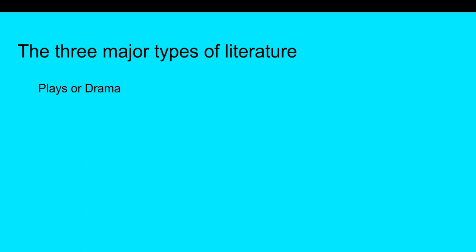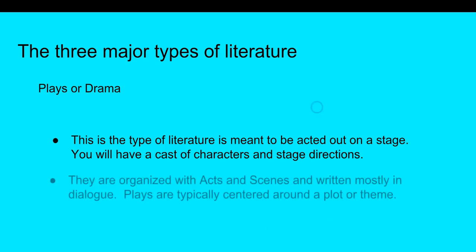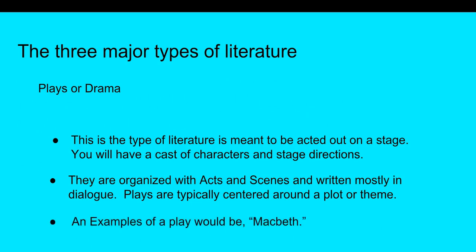Plays or drama is the final type of literature that I want to look at. This is the type of literature that is meant to be acted out on a stage in front of an audience. You will have a cast of characters and stage directions, and that's how you know that it's a drama or a play. They are organized with acts and scenes and written mostly in dialogue. Plays are typically centered around a plot or a theme. An example of a play would be Macbeth by Shakespeare.